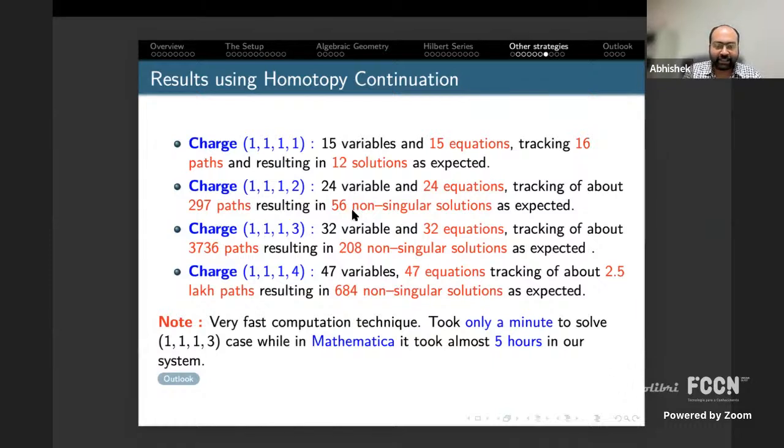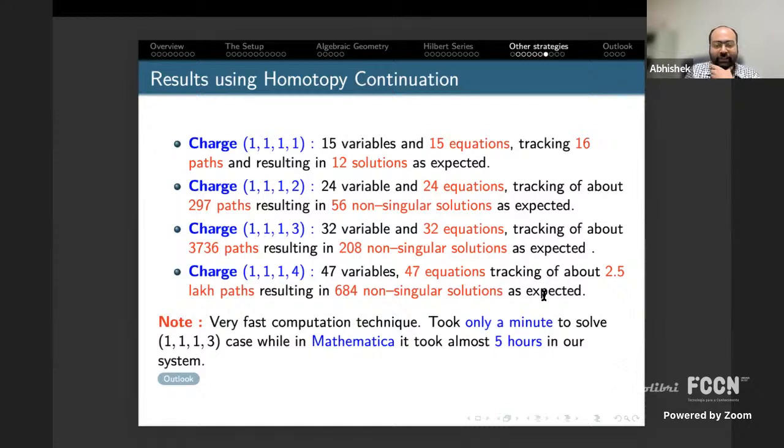So you can see that as you go higher on the charges, the number of paths that need to be tracked exponentially increases. Even from just 2 to 4, it is like 297 to 2.5 lakh. So lakh is like 10 to the power 5. Okay. So this is the exponential increase.